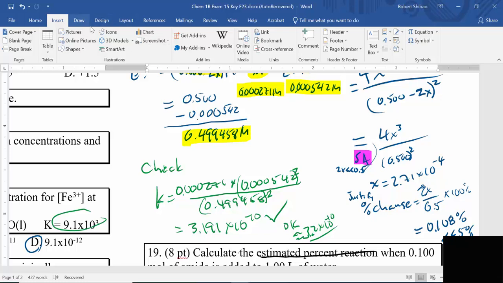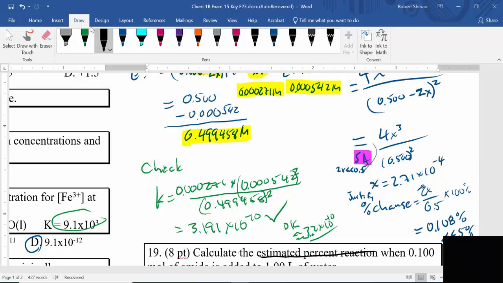The final thing we're going to do is round this to the correct number of sig figs. We're allowed 2 sig figs here. So what does this round to with 2 sig figs? Just 0.50 molar. And up here we're allowed 2 sig figs, so this is going to be 0.00027 molar, and this will be 0.00054 molar. And that would be the final answer here.